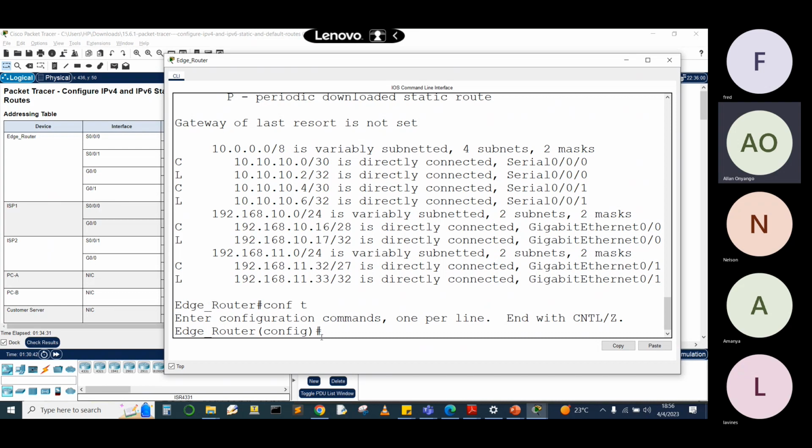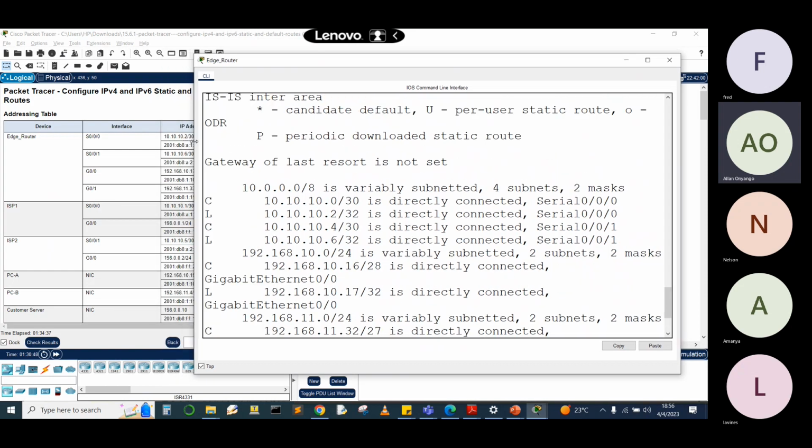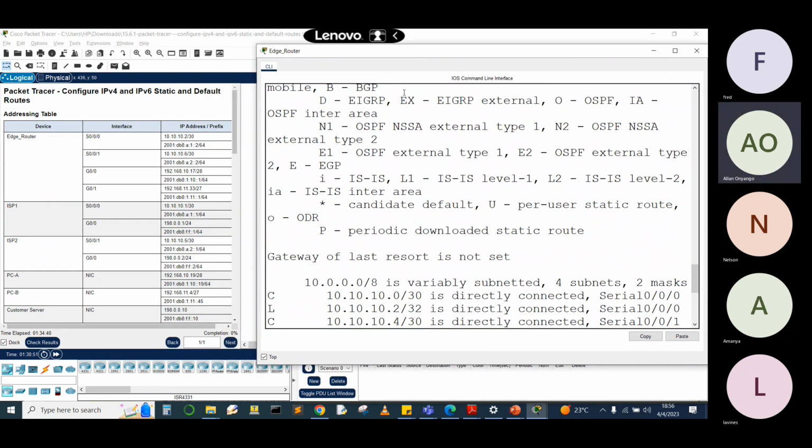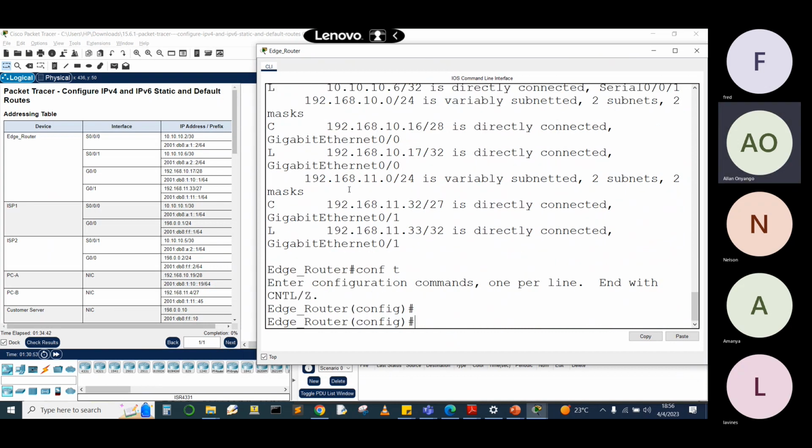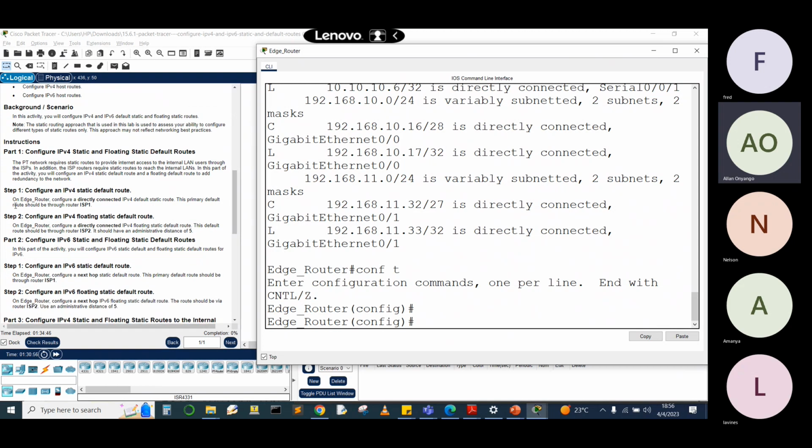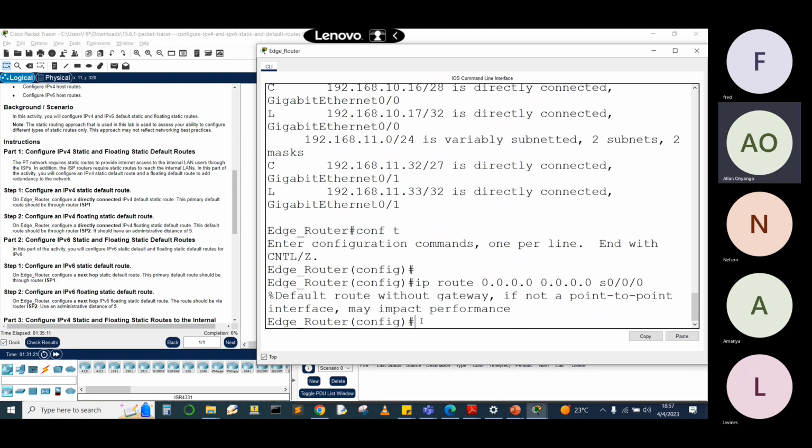Okay. So the thing is, we need to configure this part here. Let me just reduce the size, and let's pick that. We are told, number one, on the edge router configure a directly connected static default. So we say ip route, because it is a static default, 0.0.0.0 0.0.0.0, then you need to put the exit interface, which you have seen is S0/0/0. And that's it.